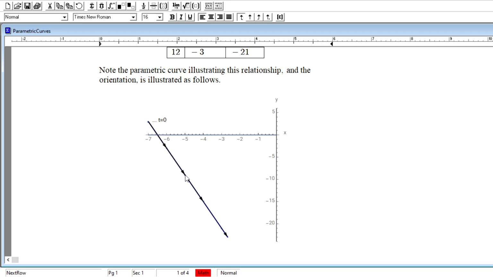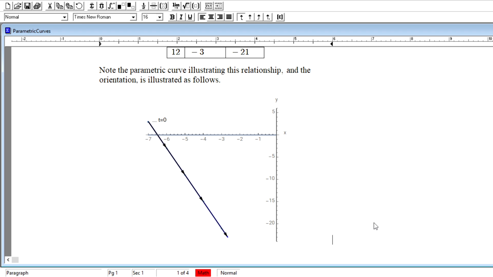All right? The arrows in this graph highlight the orientation of this parametric curve. They highlight the direction where we see increasing values of t here. This being the location at t equal to 1, this being 3, 6, 9, 12, and so forth.